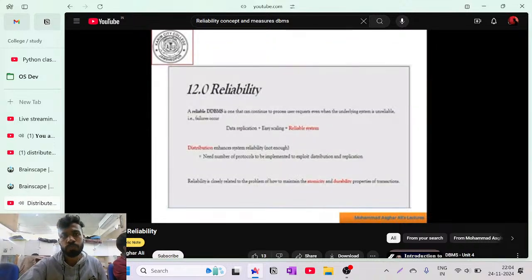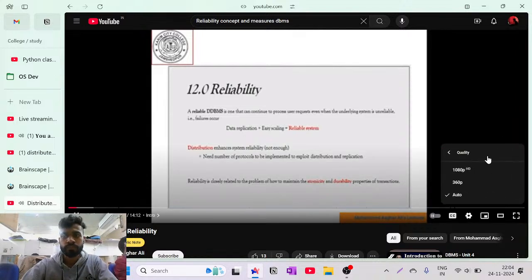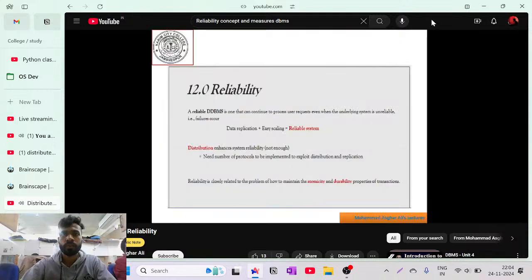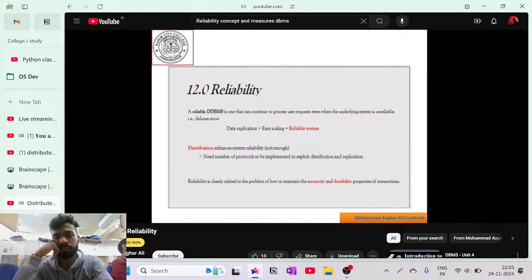A reliable distributed database management system is one that can continue to process user requests even when the underlying system is unreliable. In other words, even when components of the distributed computing environment fail, a reliable distributed DBMS should be able to continue executing user requests without violating database consistency.